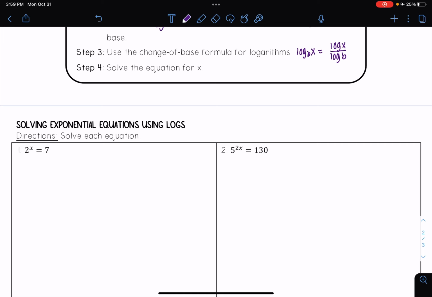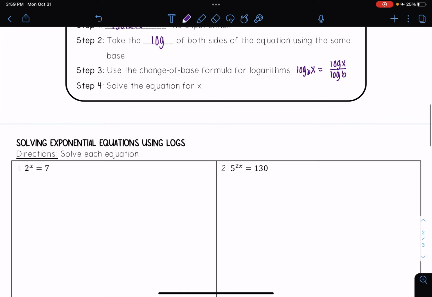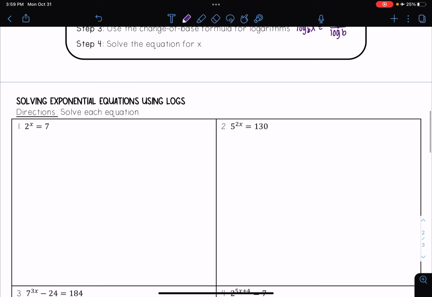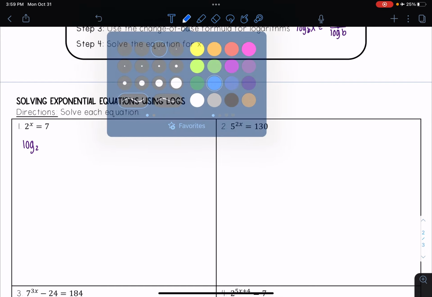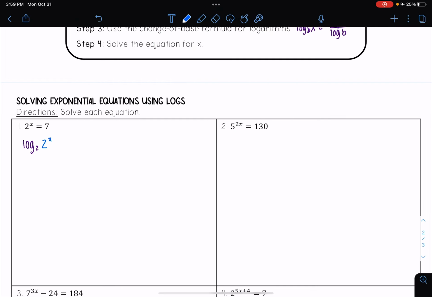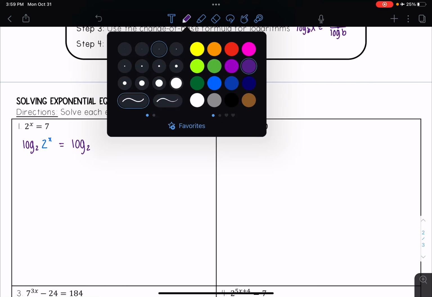First one, I have 2 to the x is equal to 7. Here my exponential is already isolated, so I can move to step 2, and that is to take the log of both sides of the equation using the same base. Here my base is 2, so that means I'm going to take log base 2 of both sides. So I'm going to have log base 2 of 2 to the x. It's equal to log base 2 of 7.